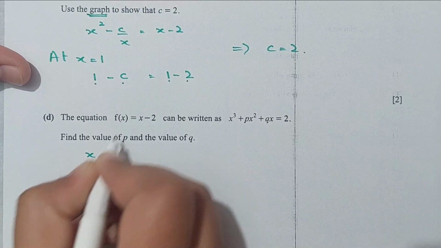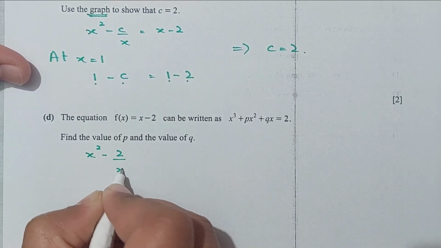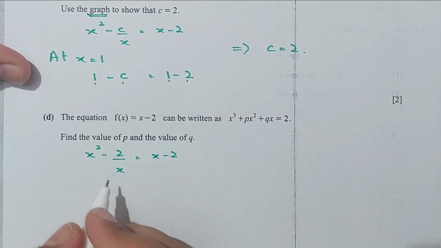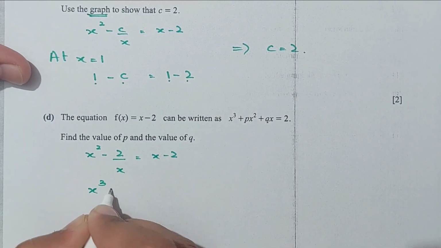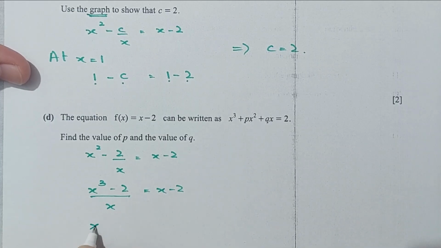Same thing, f of x is x square minus c value is 2 over x. This would be equal to x minus 2. Okay, so take an LCM, x cube minus 2 over x would be x minus 2. Cross multiplied, x cube minus 2 is x square minus 2x. X cube minus x square plus 2x minus 2 equals 0.